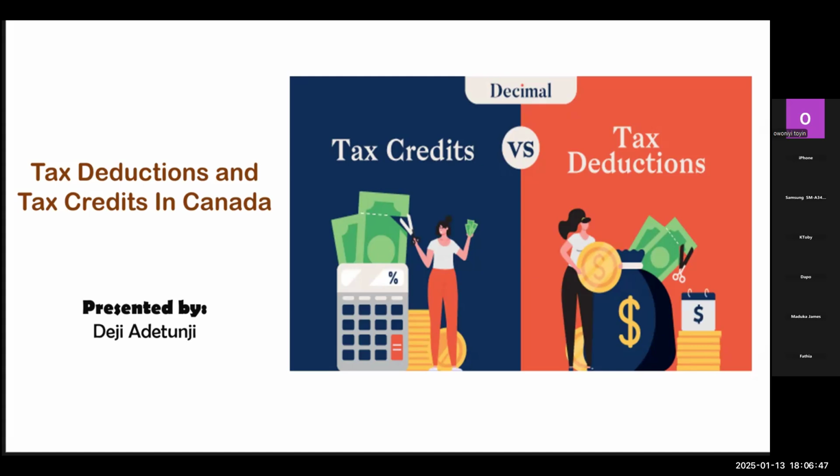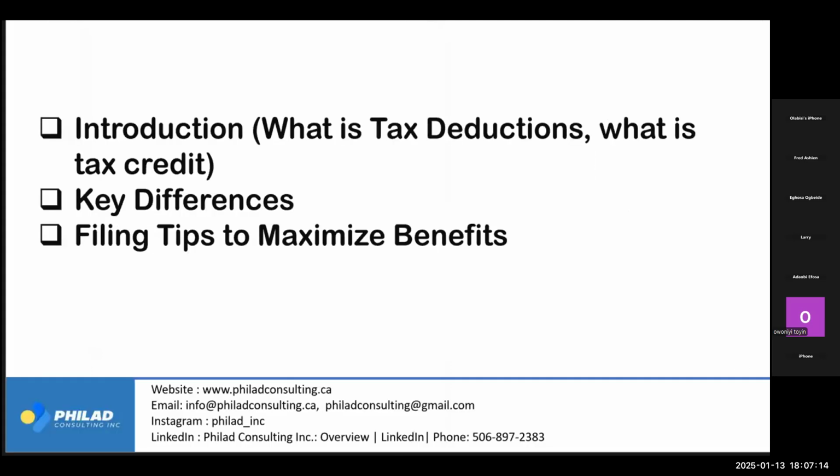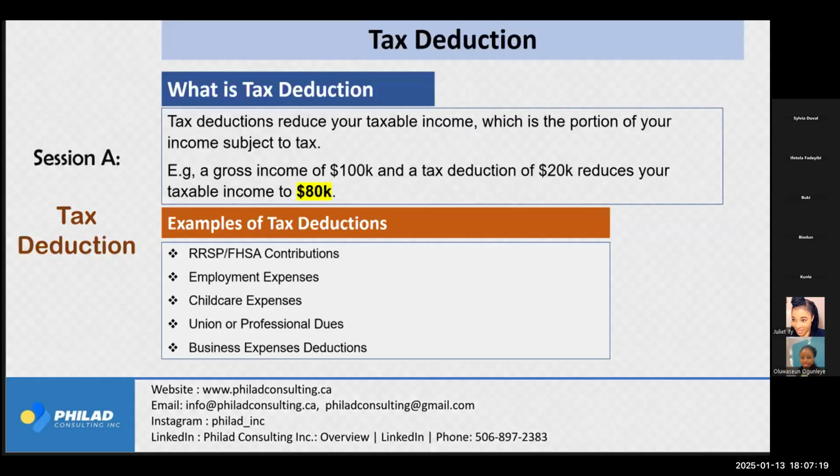Basically, when we look at tax deductions and tax credits, we're going to look at the introduction to tax deductions and credits, the key differences between both of them, and filing tips to adopt to maximize our benefit. And secondly, we are also going to look at some provincial tax credits and deductions that are available to us depending on the province where you reside. So like the first section, I said introduction, key differences, and let's just move to what is a tax deduction.